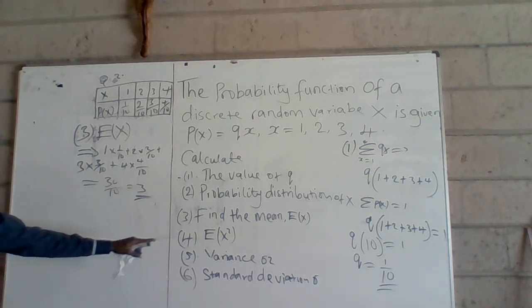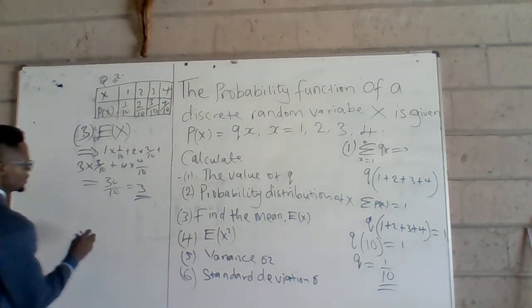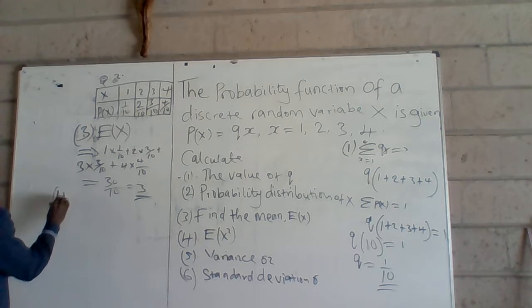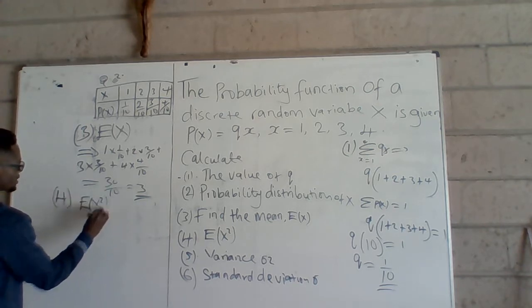Now we go to x squared. X squared simply means number 4. We have to find the expected value, but this time around it is squared.